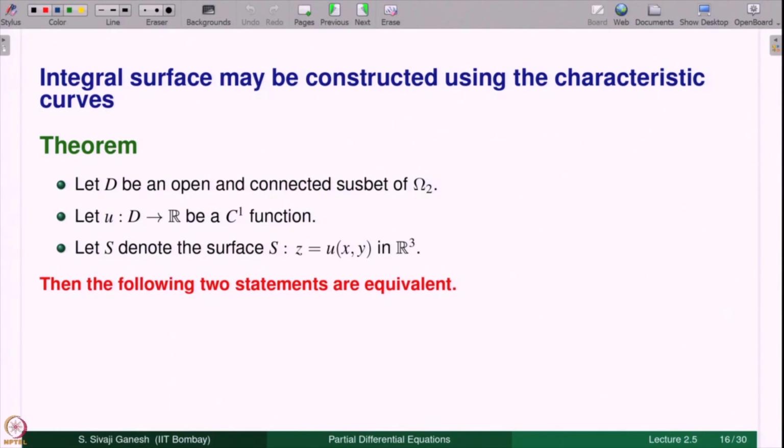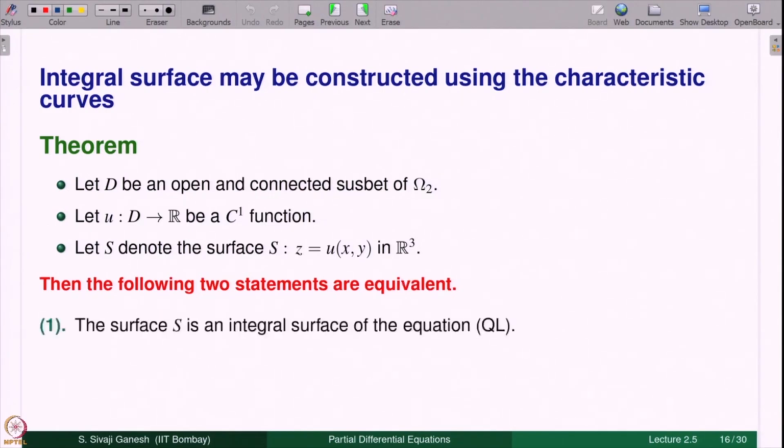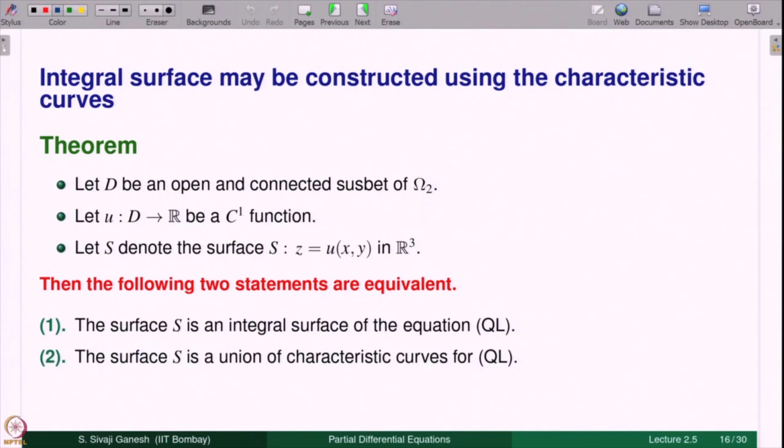Then the following two statements are equivalent. What are they? First one, the surface is an integral surface of the equation QL. In other words, what this statement says is that u is a solution to the quasi-linear equation QL. Second one, the surface S is a union of characteristic curves for QL.